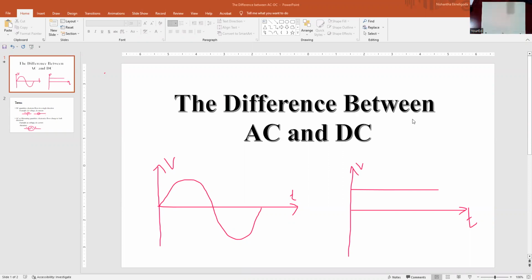So today we will discuss the differences between AC and DC quantities. Even though this is a very simple topic, it is very important because in day-to-day life you will work with several AC sources, DC sources, and also several AC and DC instruments. Therefore, we need to know the differences between AC and DC quantities.